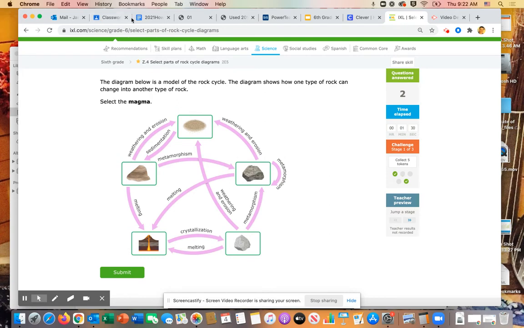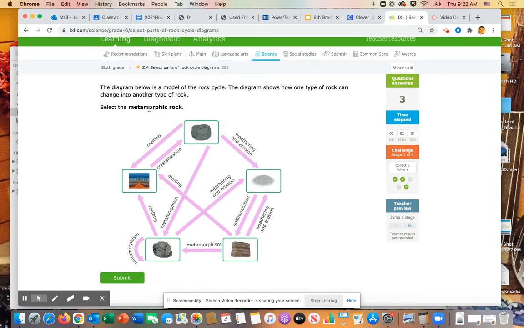Here's a different one. Now we're looking for the magma. Now, I'm not going to lie to you. It's pretty easy to look and see the lava and the magma. But we're looking for melting. So look, metamorphic rock can melt and become magma. Sedimentary rock can melt and become magma. And igneous rock can also melt and be turned back to magma. So here we go.